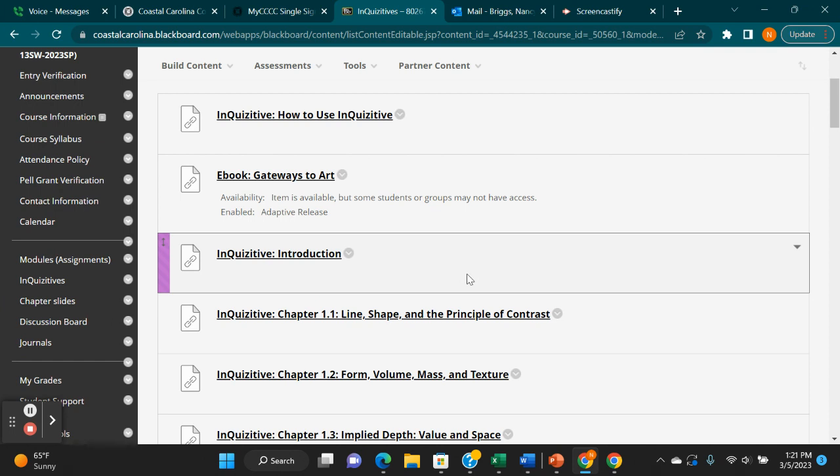And again, if you have not taken the test, you can see here it says adaptive release, you won't be able to see the book. You need to take that beginning test for the college to see all of the information, the entry exam. So make sure you do that. Again, you'll be dropped if you don't do that within a week or whatever the deadline is.